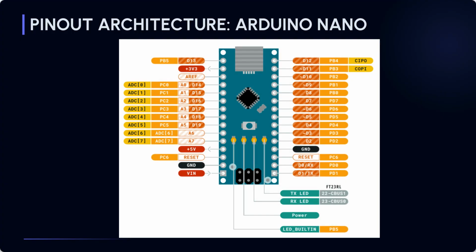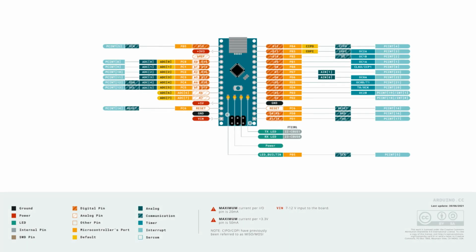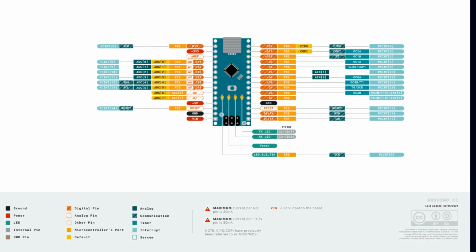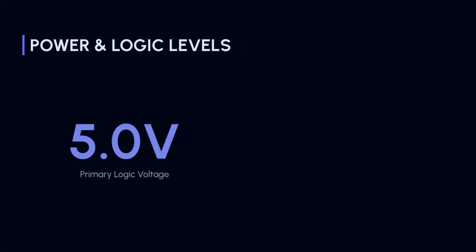This scene displays the pinout architecture for the smaller Arduino Nano, which also integrates analog, digital, and communication pins into its compact design. Finally, a complete pinout map and legend for the Arduino Nano, outlining the functions and electrical characteristics of each pin. Let's delve into the power and logic levels.